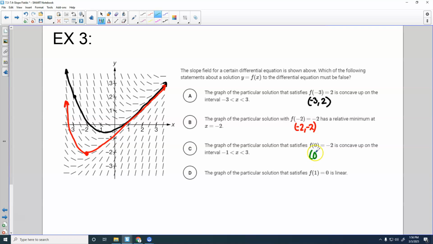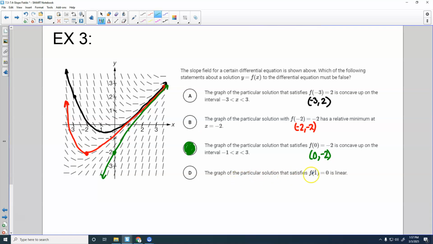For C, we've got (0, -2). So (0, -2) is this point right here. And if I draw in a graph here that fits the flow of this graph, it would look something like this. And it says that that is concave up. Is that graph concave up? It is not. So I think this one's going to be our answer. That looks like it is a false statement, but let's look at D.